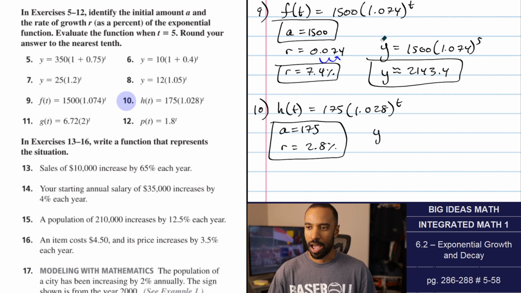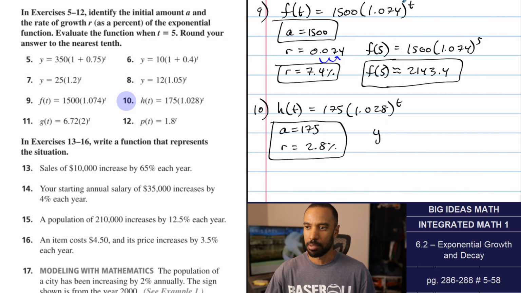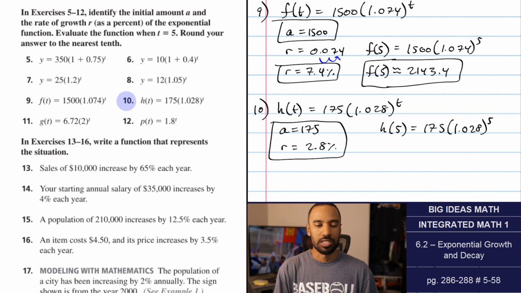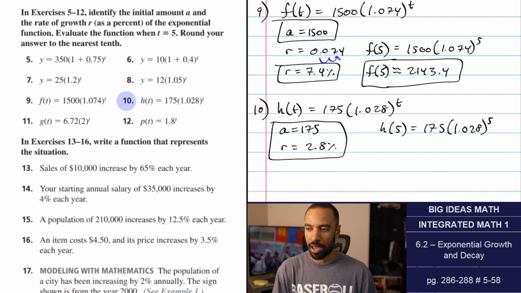Oh, I was writing y for a couple of these. Let me do this, even just for the last one. This was an f of t equation, right? So I'm going to say f of 5 and f of 5. Just to kind of keep within. Same with this one. H of 5. Let's use function notation there. 175 times 1.028 to the 5th power. Doesn't matter what I'm evaluating there. Doesn't change my evaluation. 200.9.